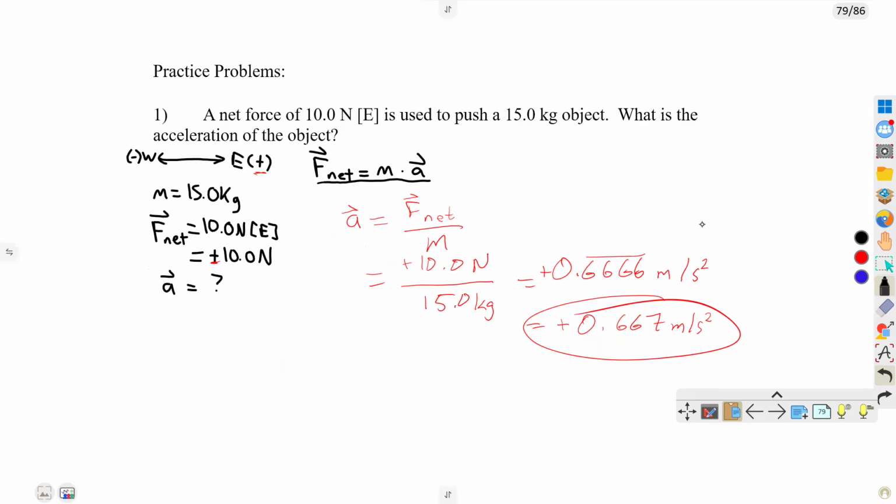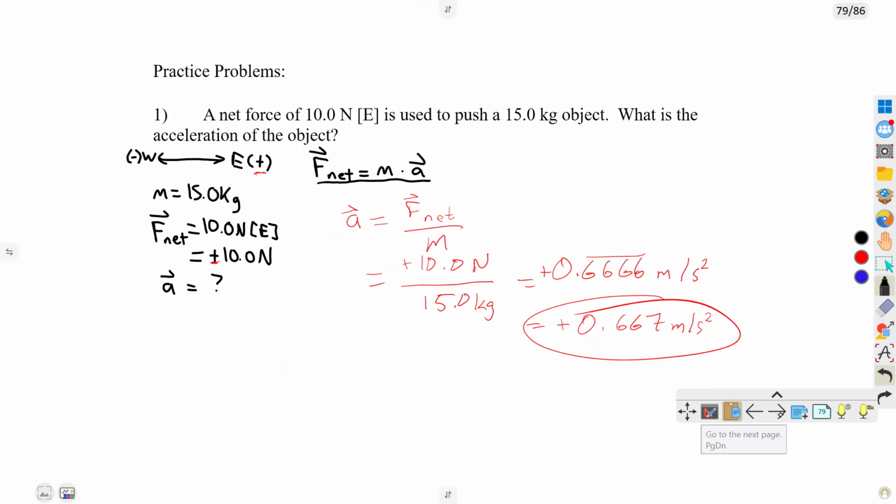But we want to rearrange that formula so that we can isolate for the acceleration variable. So we divide both sides by the mass. 10 newtons divided by 15 kilograms is 0.6 repeating meters per second squared. So we're going to round that to 3 sig digs, 0.667 meters per second squared. Okay. So maybe take a moment, pause the video right here, go through those calculations yourself. Take your calculator and actually do the calculation yourself here.